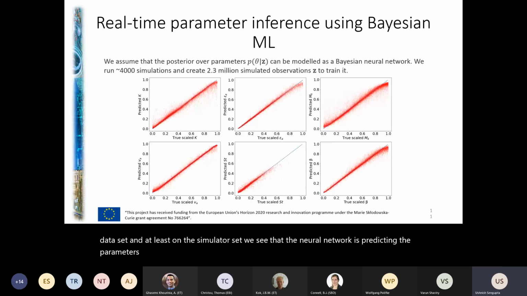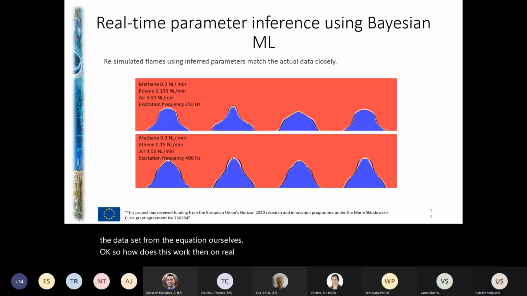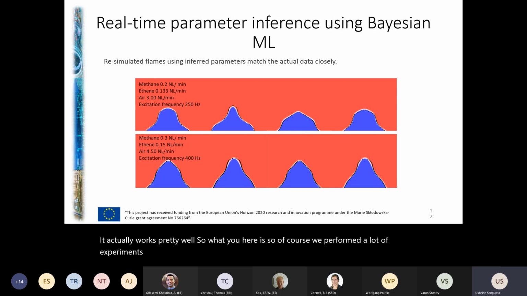Of course, here we actually know the parameters because we are generating the data set from the G equation ourselves. Okay, so how does this work then on real data? It actually works pretty well. So of course we performed a lot of experiments. We changed the fuel composition of the Bunsen flame. We excited it at different frequencies and so on.